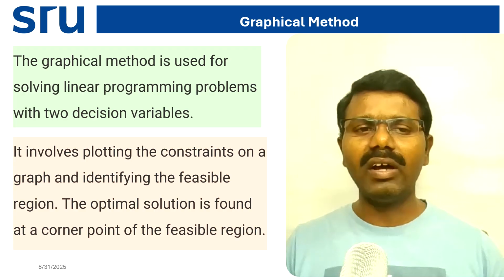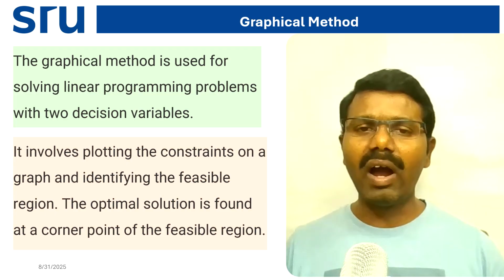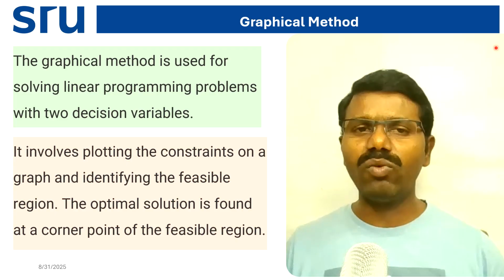In the graphical method, we solve linear programming problems with two decision variables. We plot the equations and identify the feasible region. From the feasible region we get various solutions, which we substitute in the objective function, and whichever gives the maximum value, we consider.